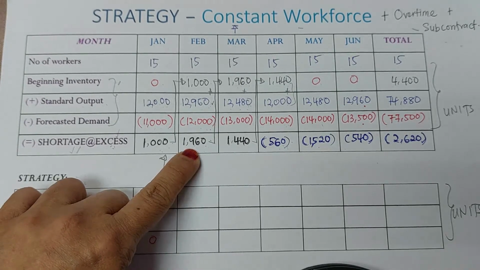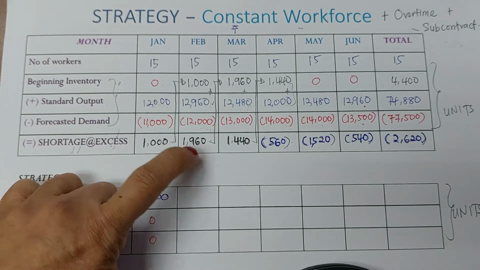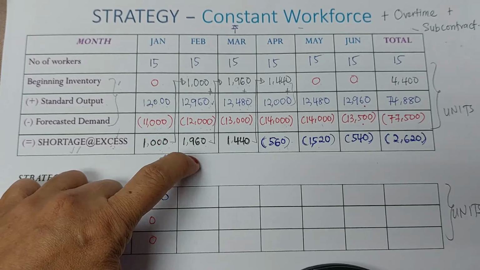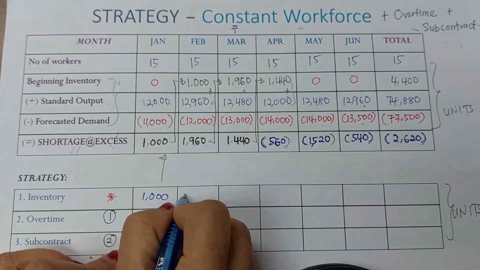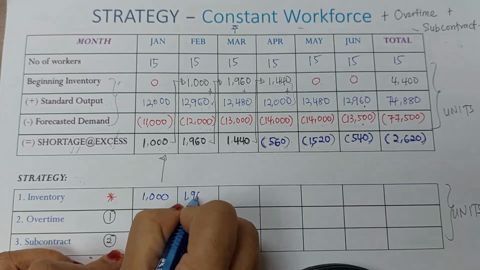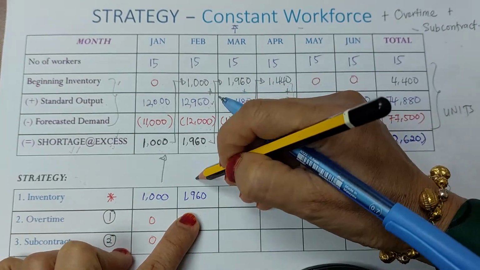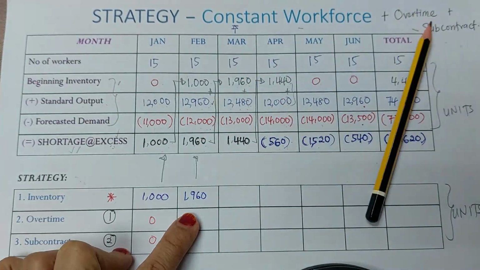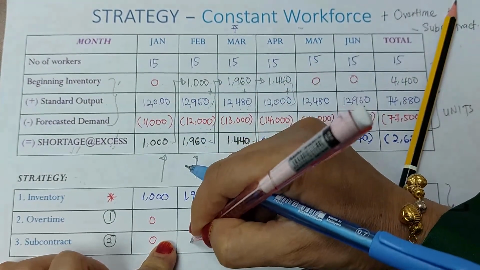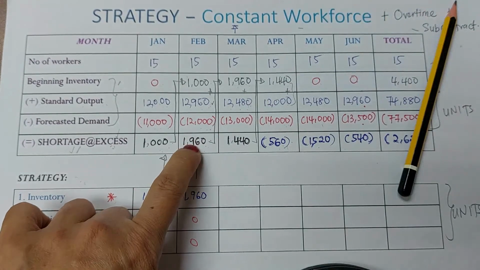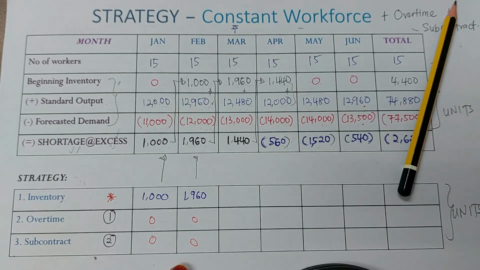So you do the same thing for February. We have an extra or an excess of 1,960 units. So how to place this excess? So the excess will go into inventory as well. That is 1,960 units. So now we have solved this excess problem. Kita dah selesaikan. So what will happen to overtime and subcontract? So these two will be 0 as well. So once kita dah selesai masalah shortage or excess ni, dah habis semua selesai. So don't worry about other strategies.